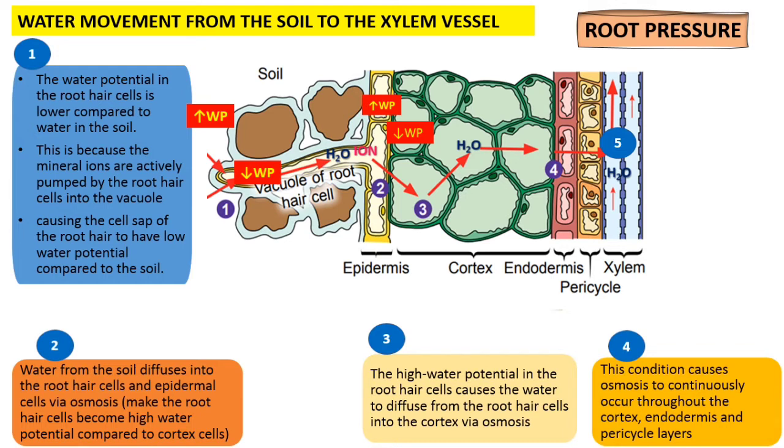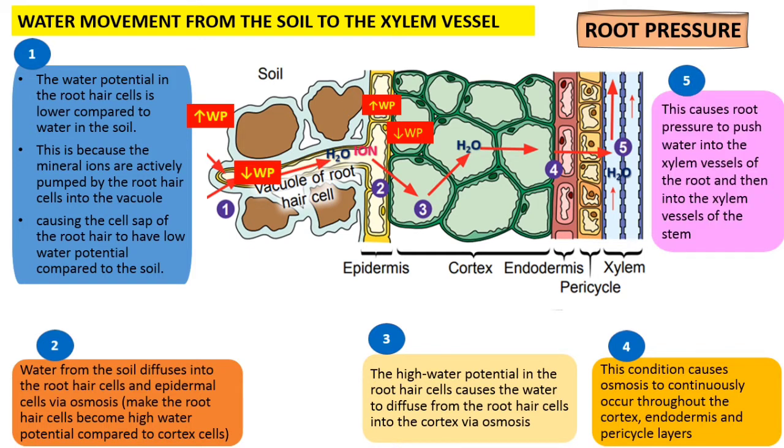Then the last one, number 5. This causes root pressure to push water into the xylem vessel of the root, then into the xylem vessel of the stem. So now the water is inside the xylem of the stem.